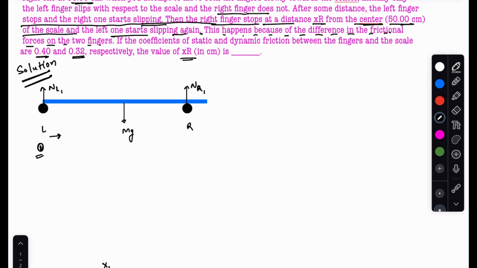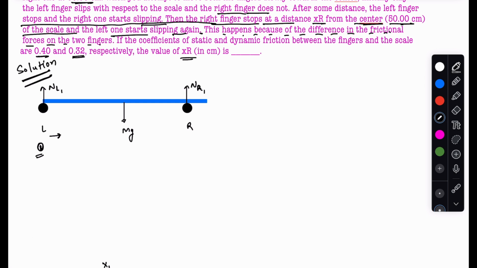So let's first find out nl1 and nr1. See, nl1 and nr1, directly you will not say that they will become w by 2 if w is the weight. Okay, let's take that w is the weight. Then they will not become w by 2, because here nl1 and nr1 are not acting at the same distance away from the center of gravity or center of mass. They are acting at different distances.